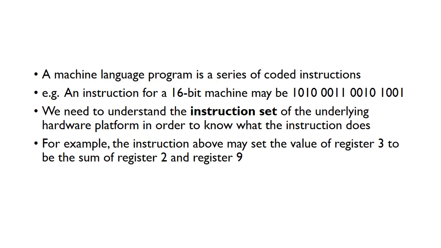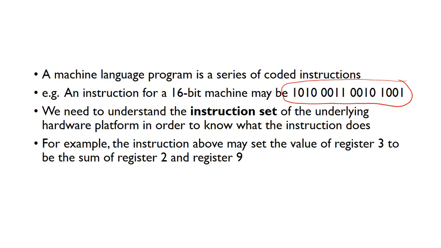A machine language program is a series of coded instructions. So, as an example, if we consider a 16-bit machine, the instructions typically will be 16 bits, so we'll end up with some binary instruction like this.